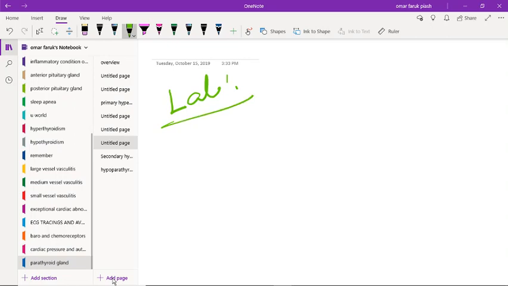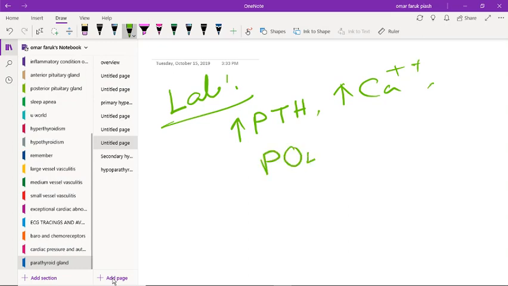In primary hyperparathyroidism, as there is hyperparathyroidism, PTH will increase, and we know what PTH will do. PTH raises calcium and decreases phosphate level. And another thing, PTH will activate osteoblast. Then osteoblast will activate osteoclast.